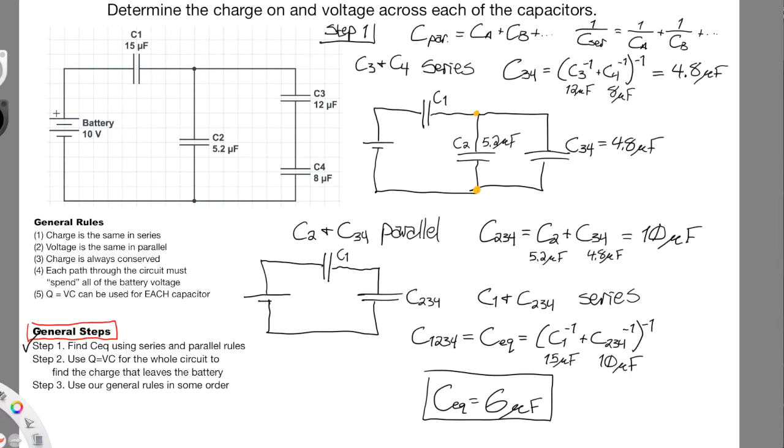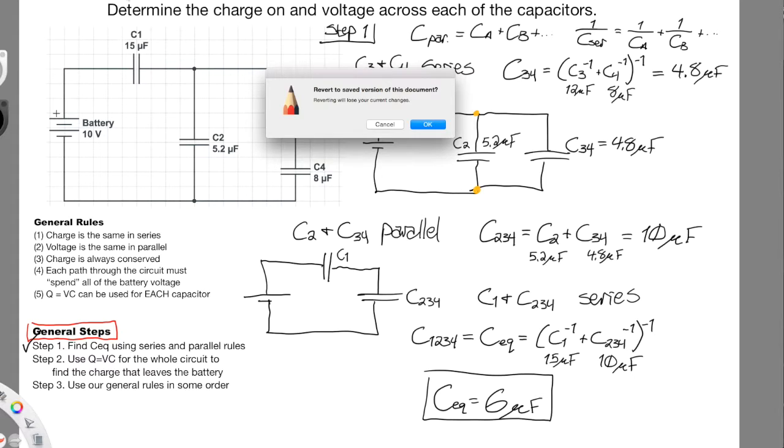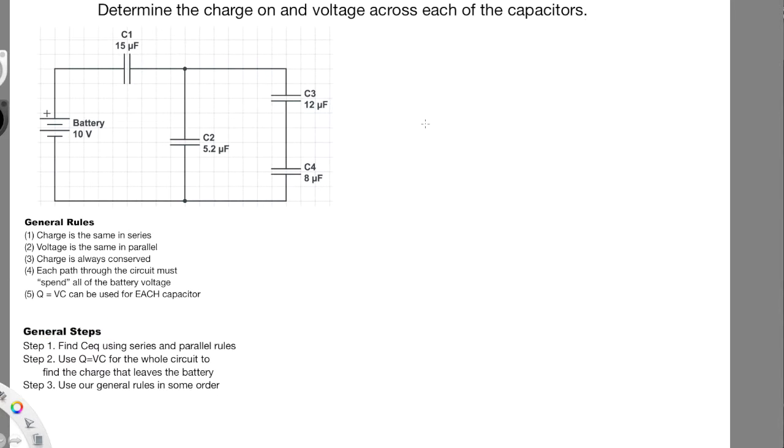Now I'm going to have to make myself some more room here. So we've done step 1, so I'm going to put our equivalent capacitance up at the top here. That was our 6 microfarads. Now we need to do step 2.